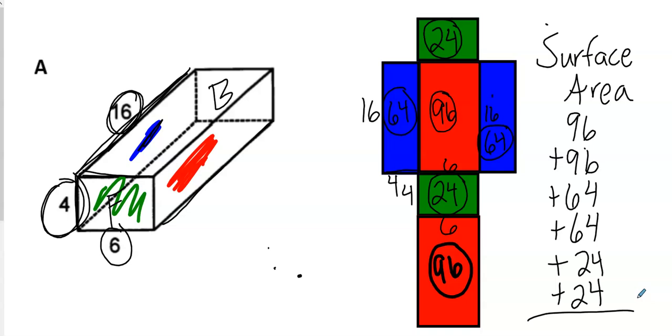So we have 96 plus 96 plus 64 plus 64 plus 24 plus 24, and we get a total of 368 square units. So this is going to be 368 units squared. Okay, that's a demonstration on how we create a net and calculate surface area from a three-dimensional shape. Now you're going to be given an opportunity to try some of these examples on your own. Good luck!